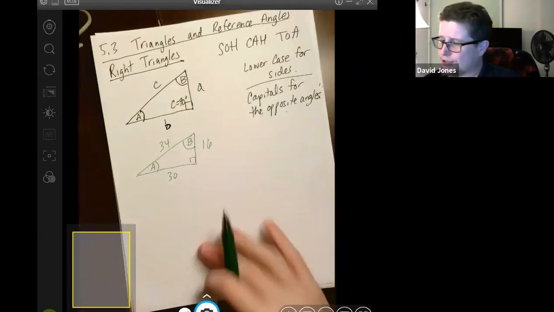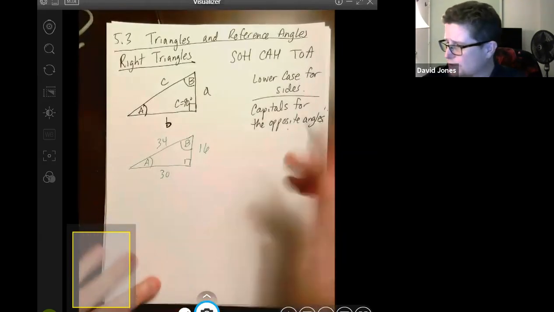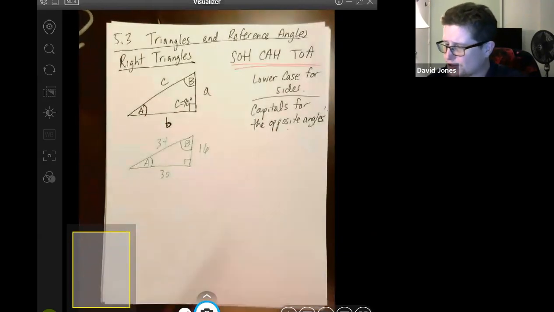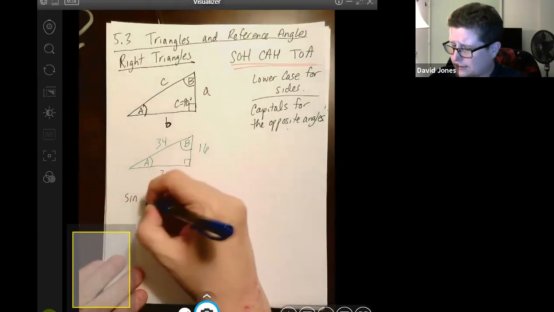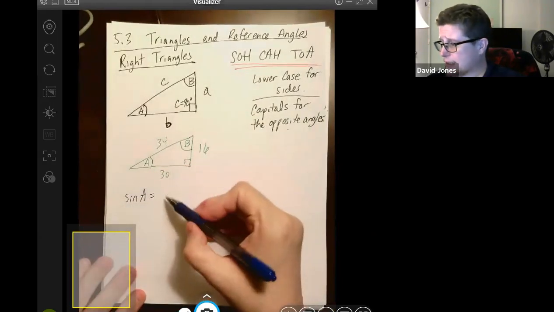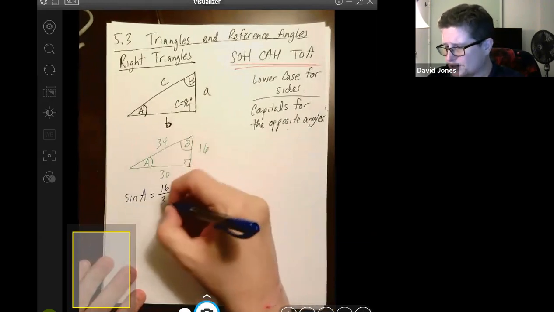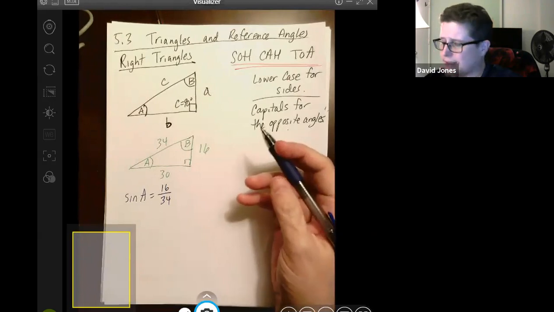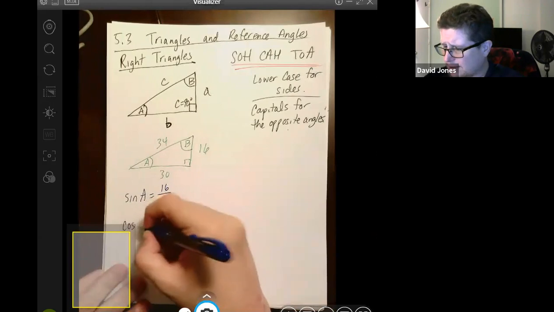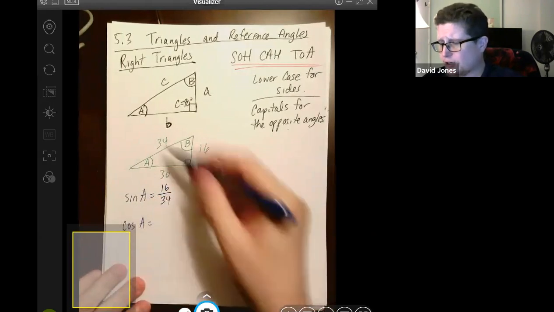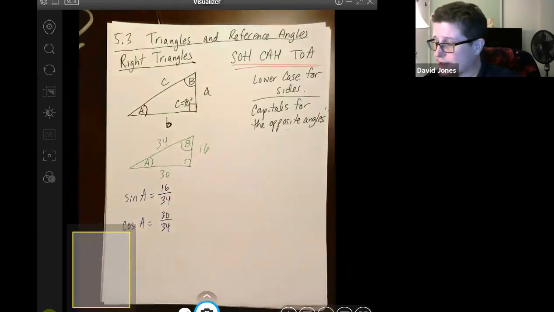I want to point out something to you. Let's use our SOHCAHTOA. Sine of A is opposite over hypotenuse. I'm not going to reduce, we can if we need to, but it's not where I'm really heading with this argument. Cosine of A is adjacent over hypotenuse, but that's not really where I'm heading with this discussion.